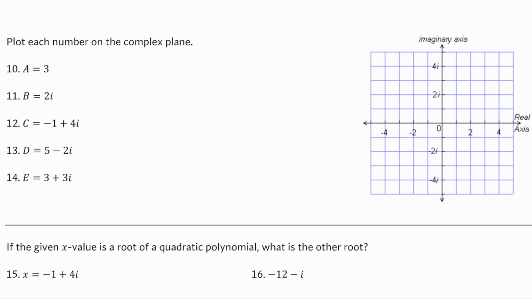Plot each number on the complex plane. All right, a equals 3. So 3 is a real number, so it's just right there on the real number line. Okay, b equals 2i. 2i is a purely imaginary number, so it's going to just be on that imaginary axis. Negative 1 plus 4i. Okay, so it's basically at the coordinates negative 1 and 4. I'll call that c. d is 5 minus 2i. And e is 3 plus 3i.